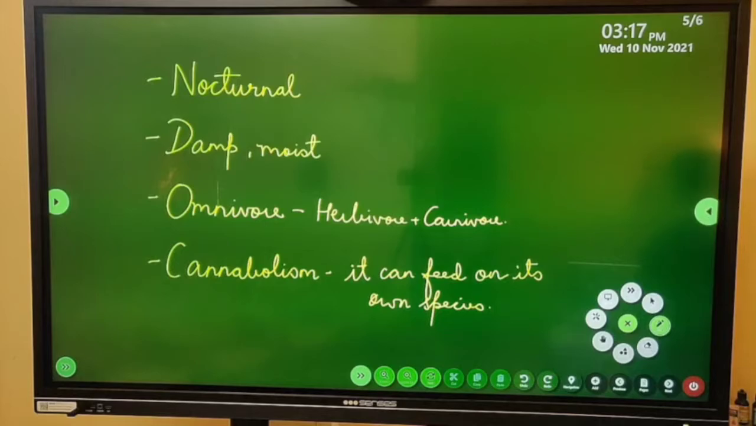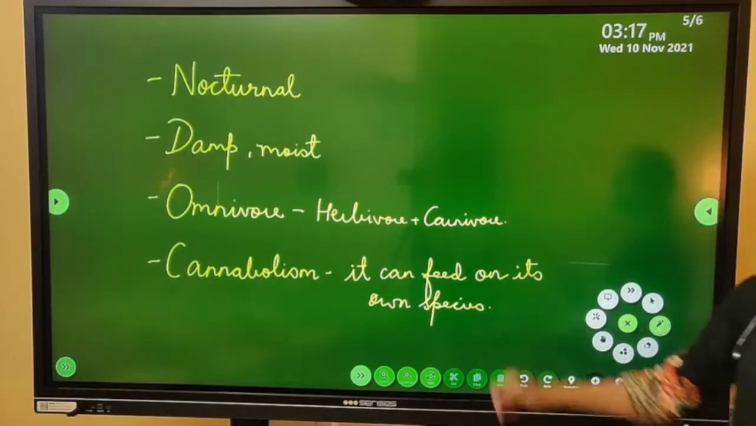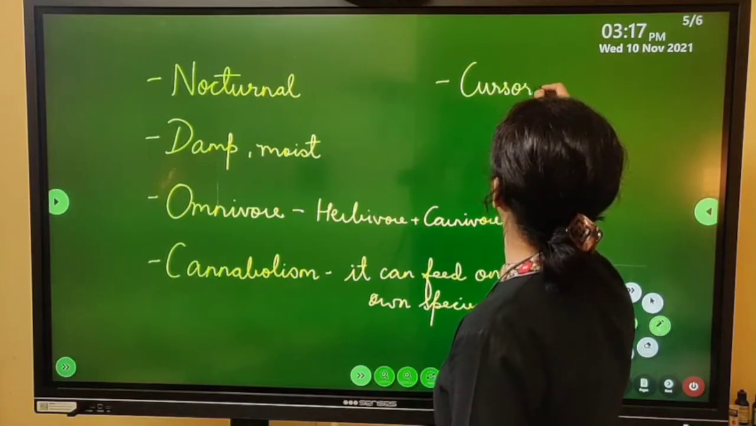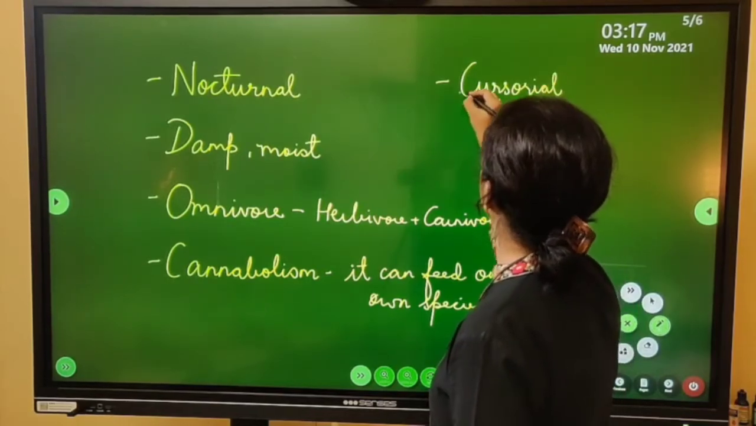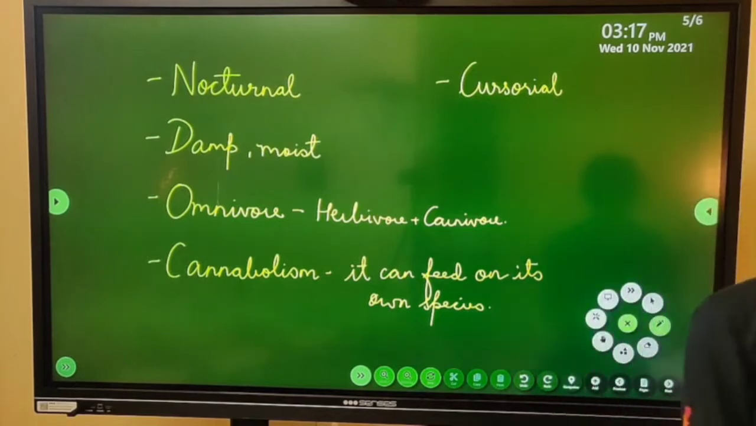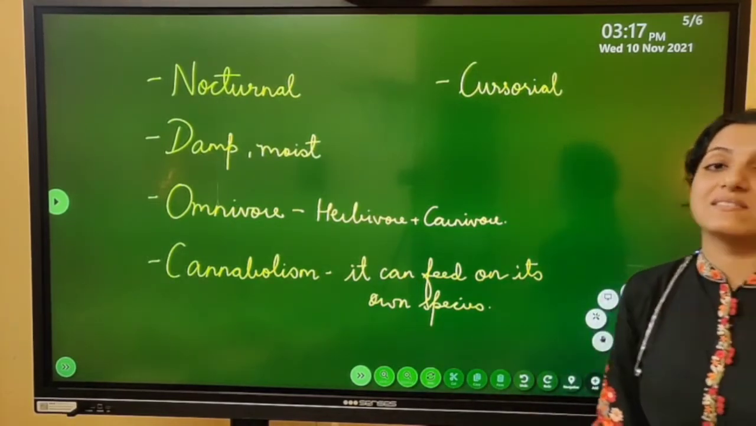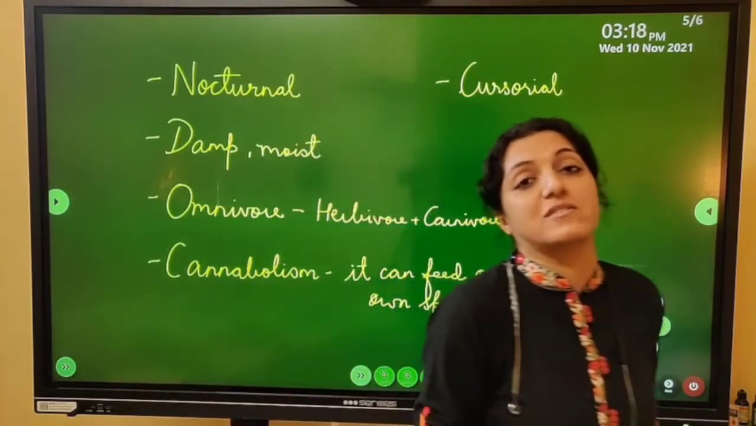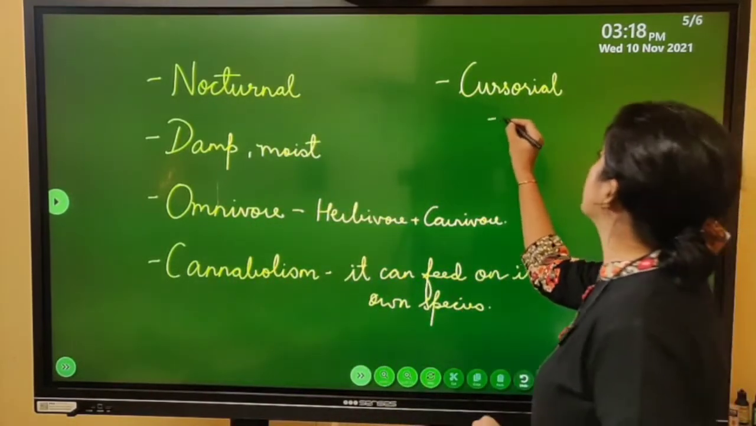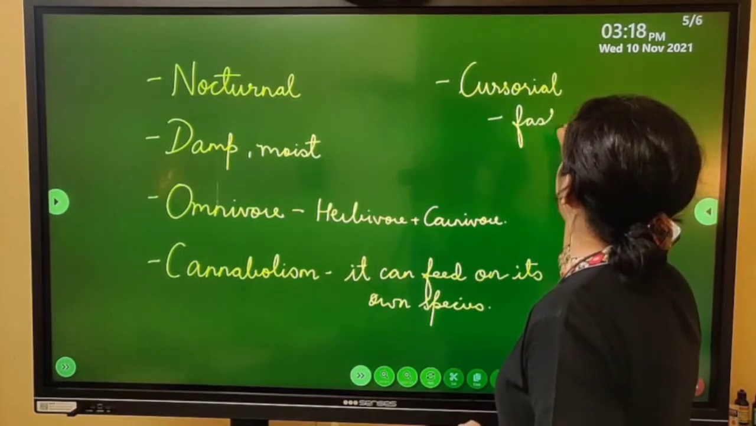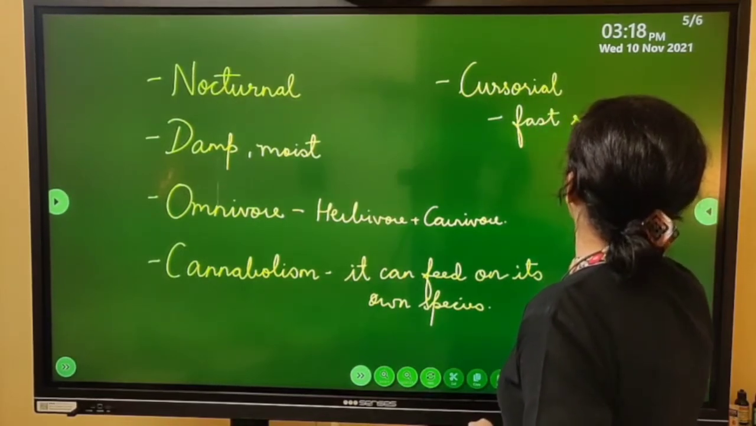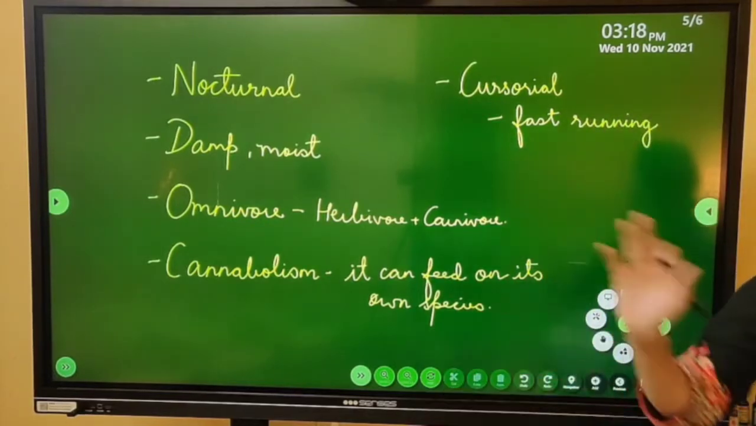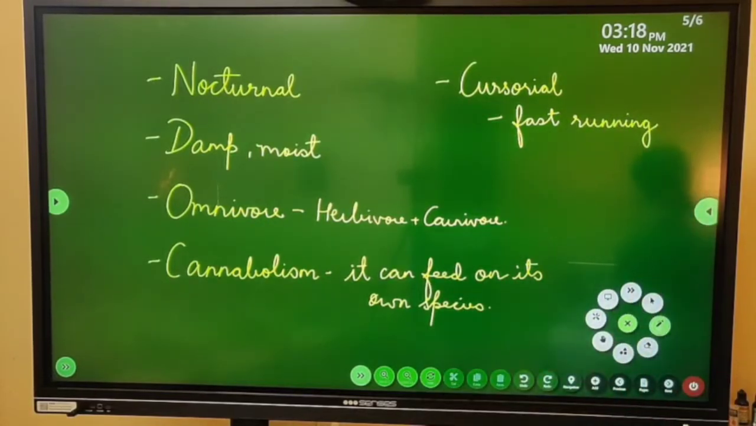It is omnivorous. It is cursorial. What is the meaning of cursorial? It can run fast. Cockroach को पकड़ने जाओ कभी, it runs very fast. You cannot catch it. So cursorial is its fast running. Fast running adaptation. It can run away from the situation to protect itself.